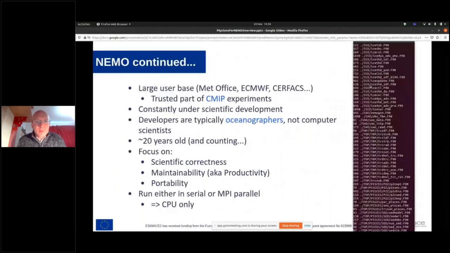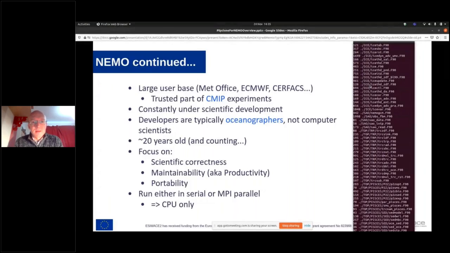One of the reasons we're interested in NEMO is it has a large user base. It's used by the Met Office, it's used by ECMWF, it's used by a whole range of people around Europe and around the world as well. It's a trusted part of the Coupled Model Intercomparison Project, and it's constantly under scientific development. So it's not as though you can go away, spend six months optimizing it, and then come back and expect everybody to be happy about that, because while you've been doing those optimizations, they will have been changing the source code and adding new science to it.